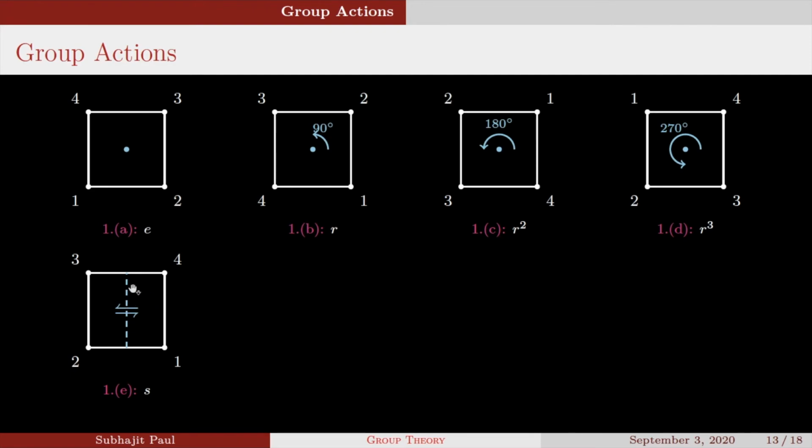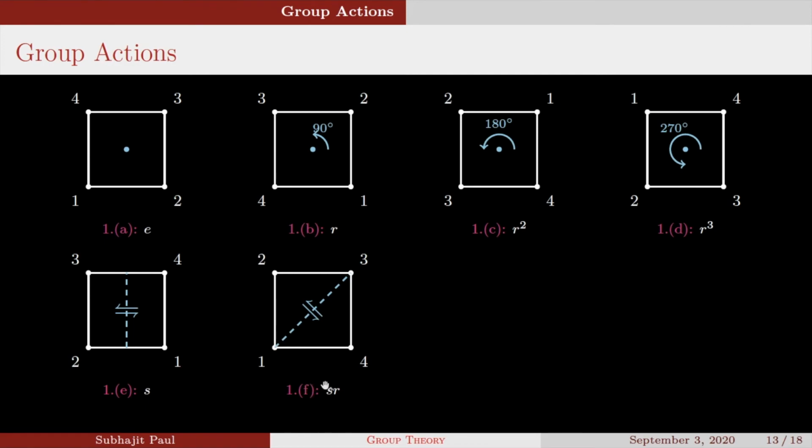This one is another sort of rigid motion. This is the reflection about the vertical axis. So 1 and 2 change position, 3 and 4 change position. Always compare from here. 1 goes here, 2 comes here, and 3 and 4 change position, 3 comes here, 4 goes there. Now, if you combine S and R, then you get all the rest of the things.